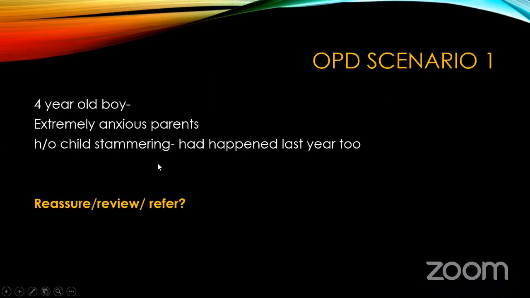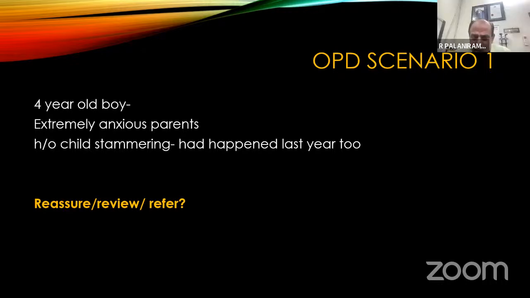Let's take this 4-year-old boy. Parents are extremely anxious and they come with a complaint that the child is stammering. And this had happened last year too. So in this scenario, what are we going to do? Are we going to reassure? Are we going to refer? What are we going to do? Any thoughts? If it is less than 4 years or 3 years, it's a physiological stammering. If it is more than 5 years, it is pathological.